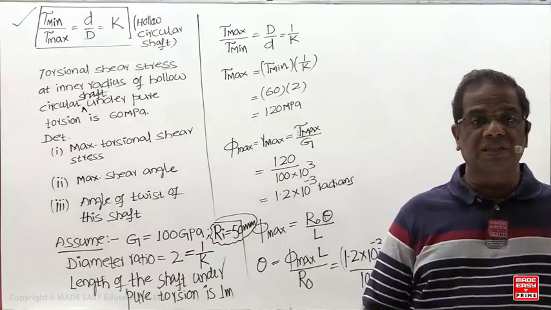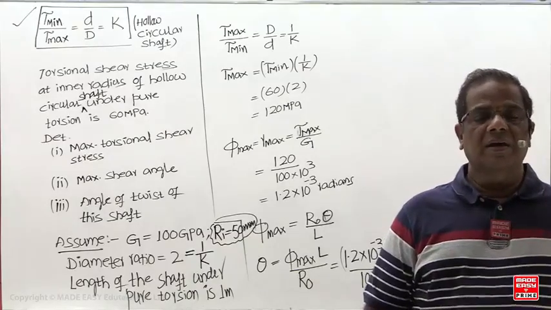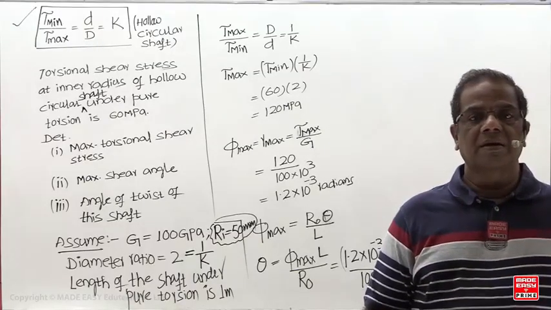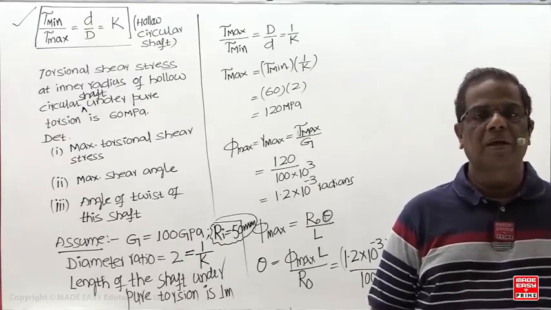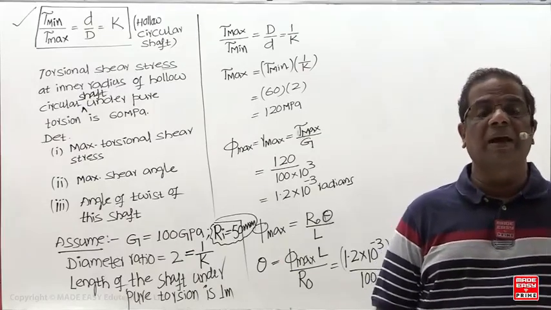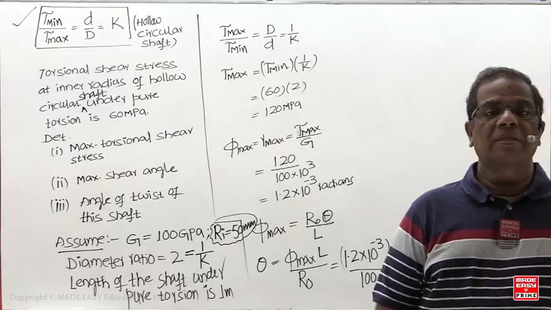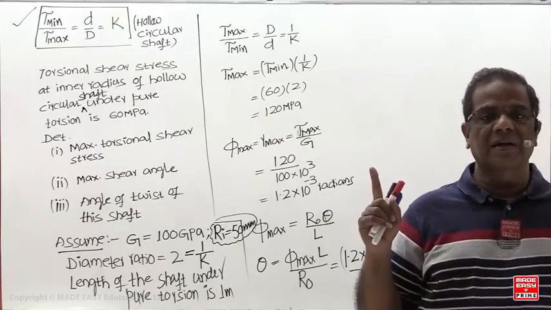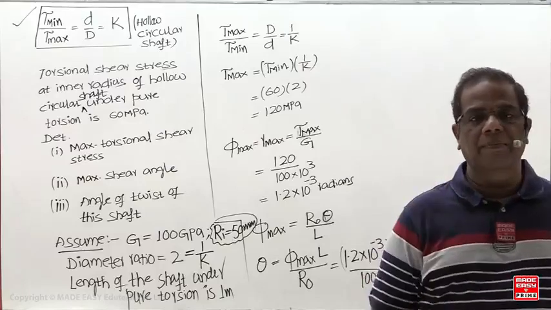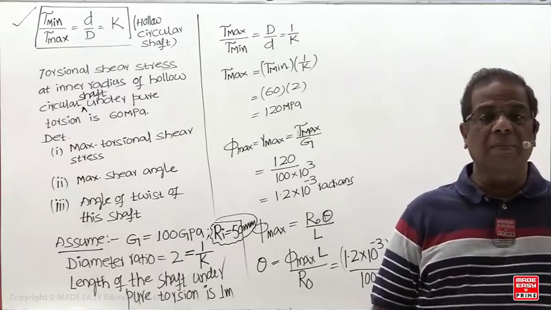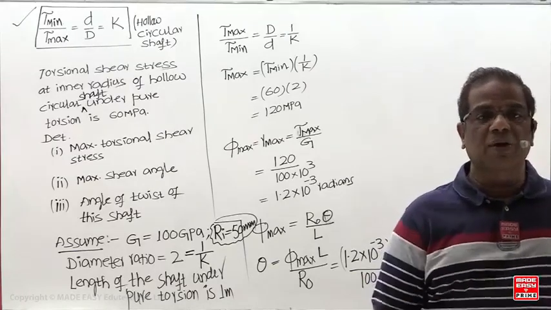Sir, in the question G is given, R is given, theta is a theta, L is given. They are going to use G R theta by L. But those who use G R theta by L are going to get the incorrect answer. Some students are going to get a correct answer, but they are going to waste their time. If you use G R theta by L, in the question theta is not given now.